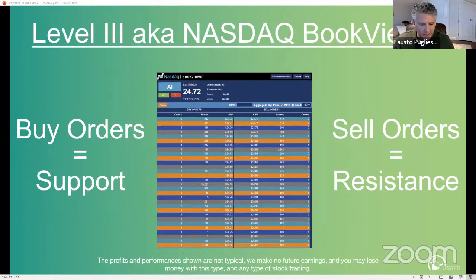Actually, do I have a poll that I could do here? Let me see. I got a poll. I love doing polls. Okay, yeah, I do. Here we go. Let me launch a poll right here. Does anybody have NASDAQ Book Viewer? Just give me a yes or no. I don't want to go over the pricing right now, but let me just see how some of you answer this question.